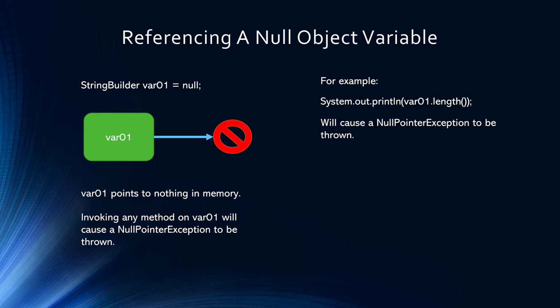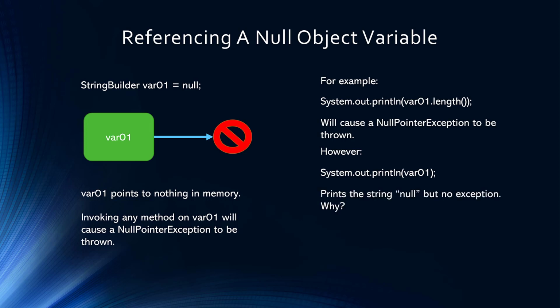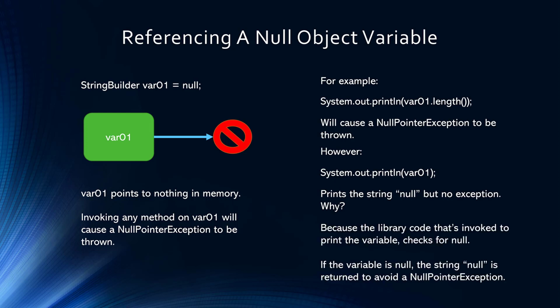Notice there's one bit of odd behavior regarding object references that turns out to not be that odd after all. If we print out the object reference without invoking any methods, we get the string null printed, and we don't get a null pointer exception. You may have seen this in your own code and wondered why it didn't crash as you might expect. The reason is that the library that was invoked to print the value of the object reference checks the value for null before printing out its contents. If the variable is null, it simply returns the string null rather than the reserved word null, and without referencing the uninitialized variable, thus preventing a null pointer exception.